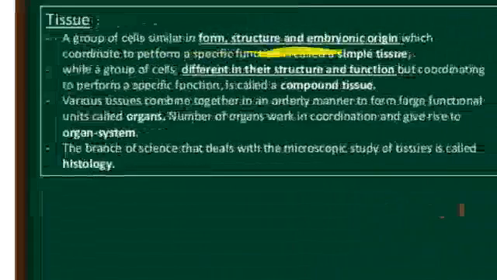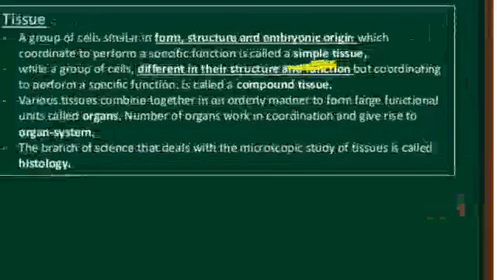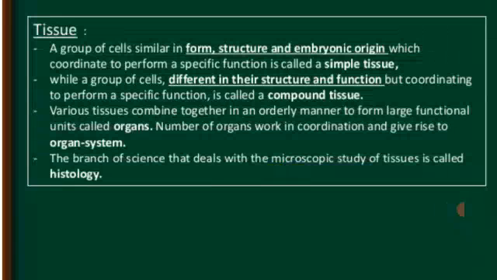Tissues. How will you define tissues? A group of similar cells in form, structure and embryonic region which coordinate to perform a specific function is called a simple tissue, while a group of cells different in their structure and function but coordinating to perform a specific function is called a compound tissue. Various tissues combine together in an orderly manner to form a large functional unit called an organ. A number of organs work in coordination and give rise to an organ system. The branch of science that deals with the microscopic study of tissues is called histology.